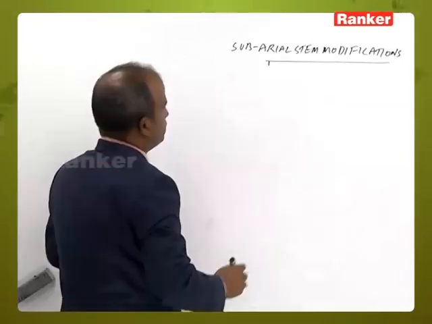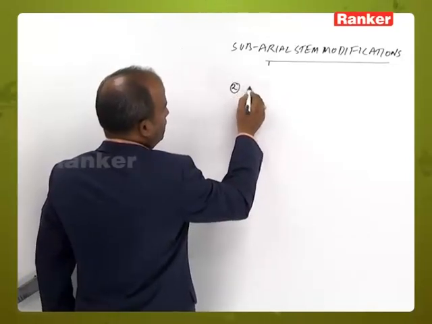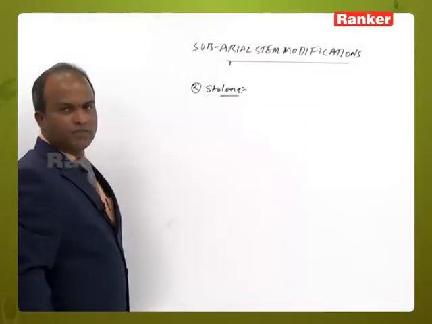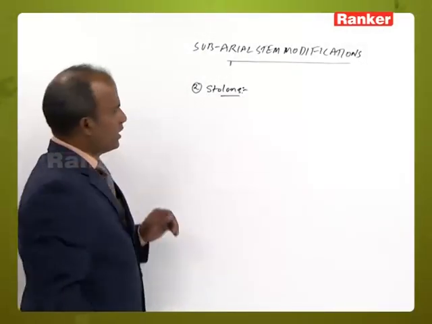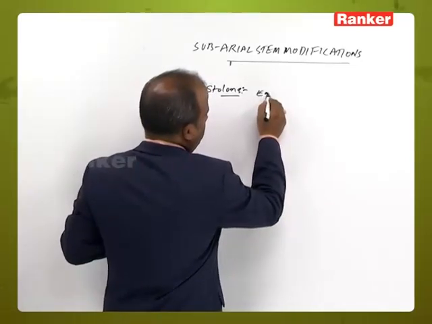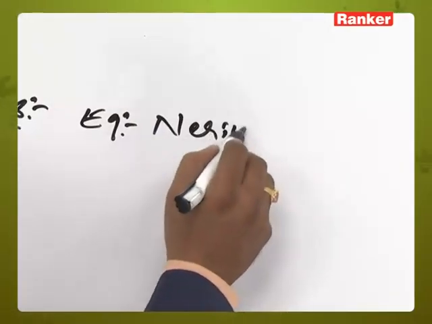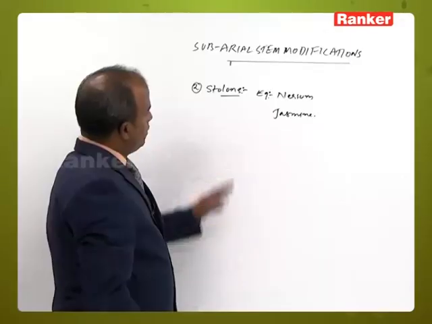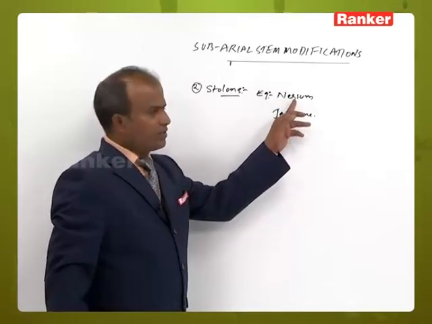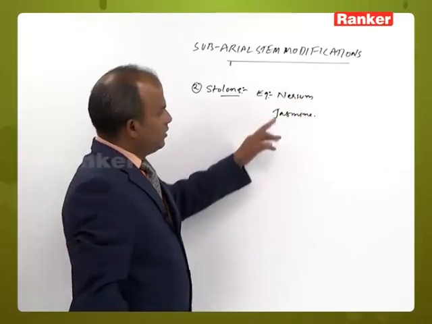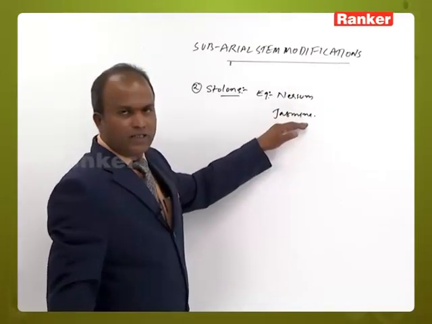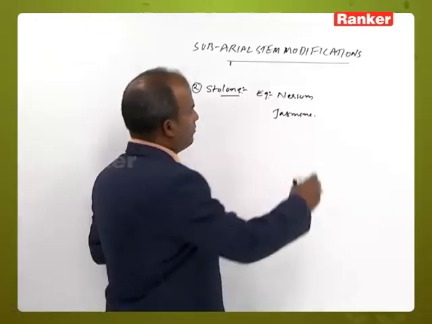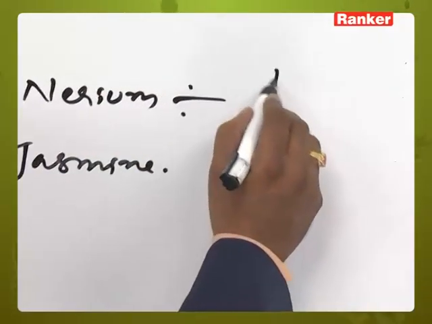Next we go to underground stem modification, that is stolons. Examples for stolons: one example is nerium, another example is jasmine. In stolons, what are the examples? Nerium, that is Nerium oleander, and jasmine. Before that, this nerium also shows an inflorescence.